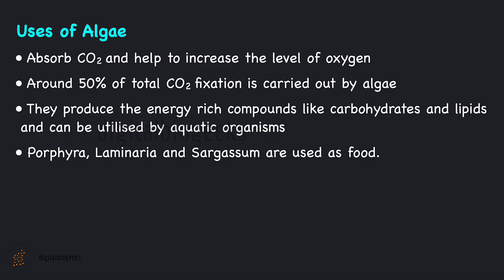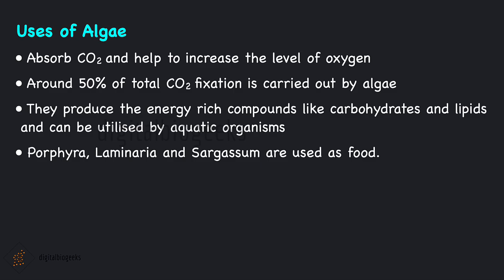Japanese cuisine contains Sargassum as food. It is rich in dietary fiber and essential minerals such as iron, calcium and magnesium. In many Asian countries, Laminaria is a part of cuisine. It contains iodine, iron and potassium.